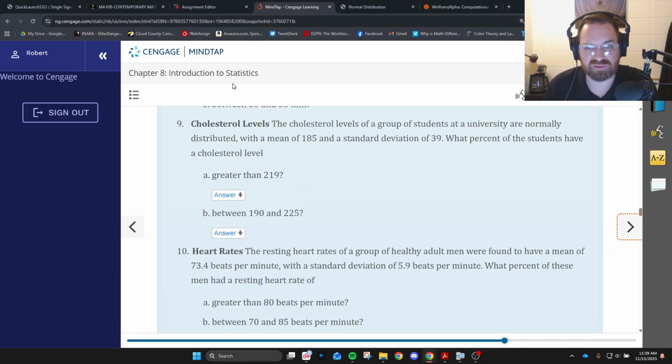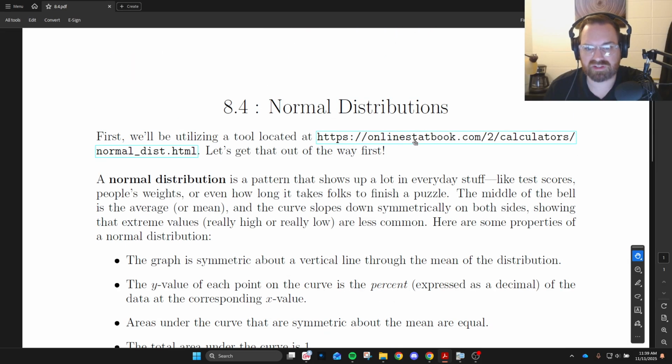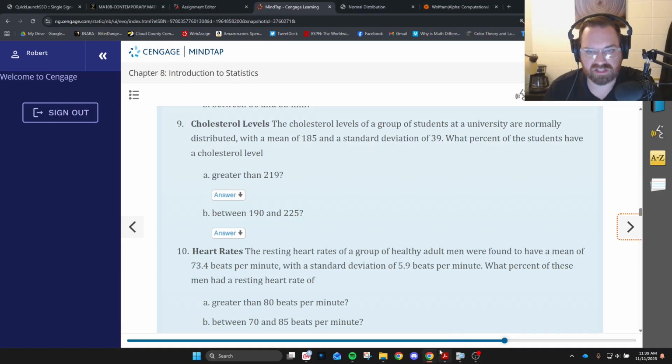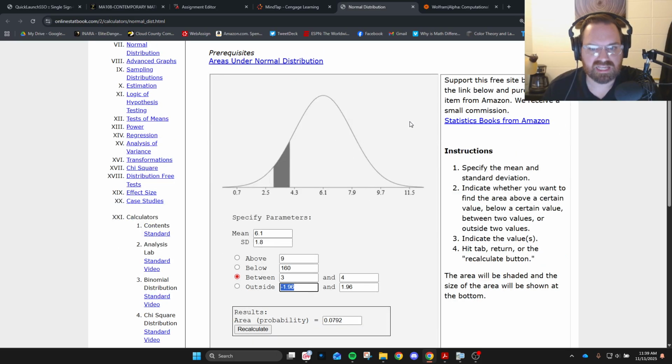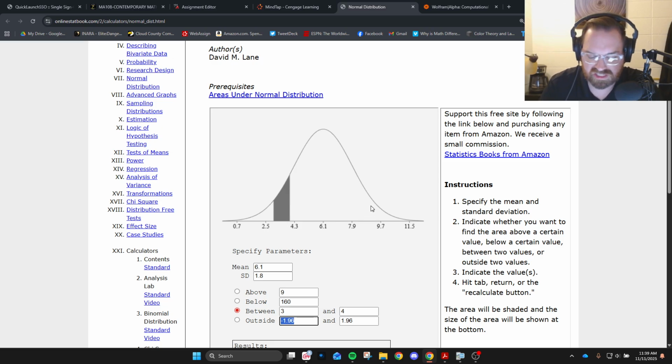As I mentioned before, the link at the very top of the notes, just click it open and you'll see the web page, which looks a lot like this. It's a normal distribution, and it's got a built-in calculator right here. If you read through the online textbook, there are instructions that walk you through how to do it on a TI-84 and on Excel. You can use that if you want; it's up to you.